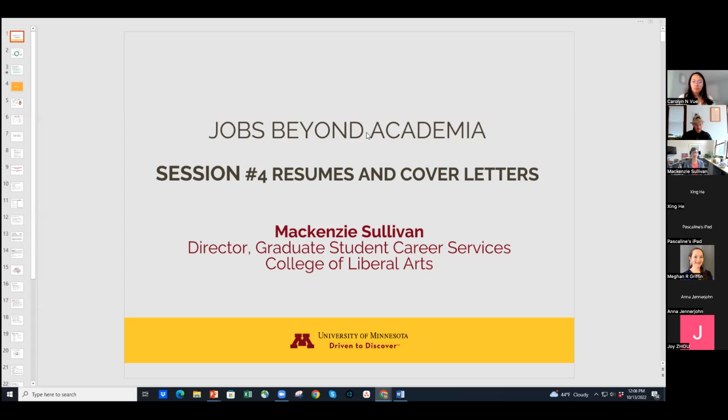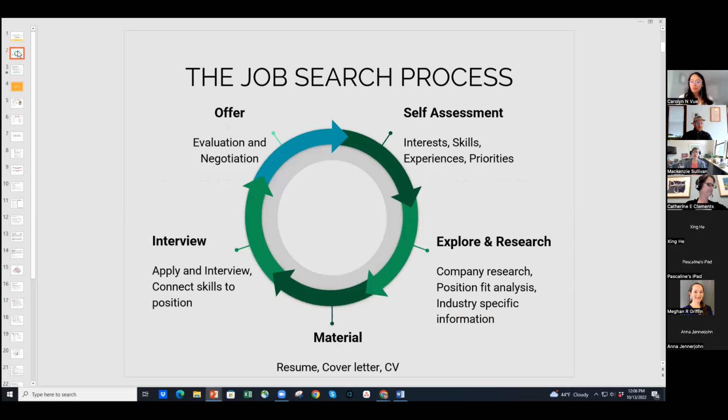So today we are going to be talking about resumes and cover letters. To walk back a little bit, the previous sessions that we have done, this is a diagram of the job search process that we show every time. The previous sessions have really been around self-assessment, looking internally, understanding, sometimes the loss of identity that comes along with this job search, understanding what your interests, skills, experiences are. Last week, we covered exploring and researching. Today, we're going to talk about resumes and cover letters. And then next week, we'll briefly touch on interviews and offer evaluation and negotiation.